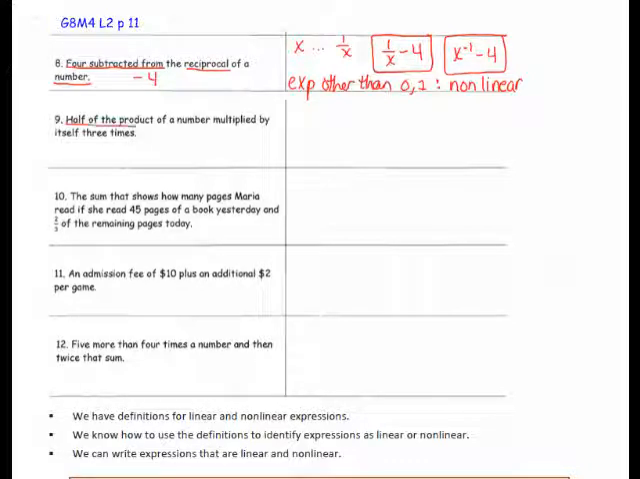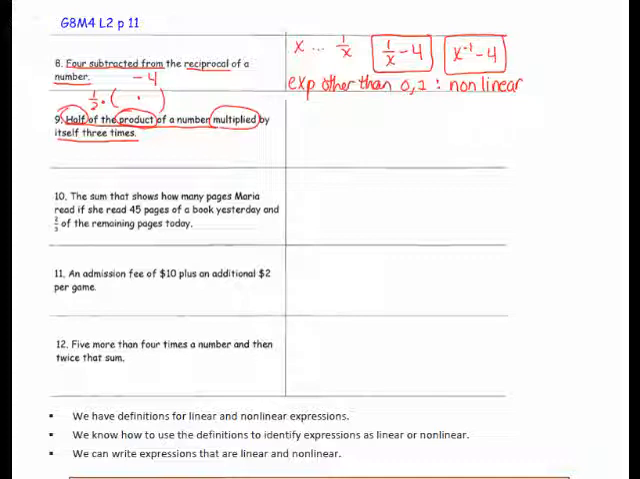Half of the product of a number. How do you do half of a product of a number multiplied by itself 3 times? Okay. First, how do you get half? You multiply by 1/2. Half of what? Half of a product. So you're going to be multiplying something. The product of what? A number.